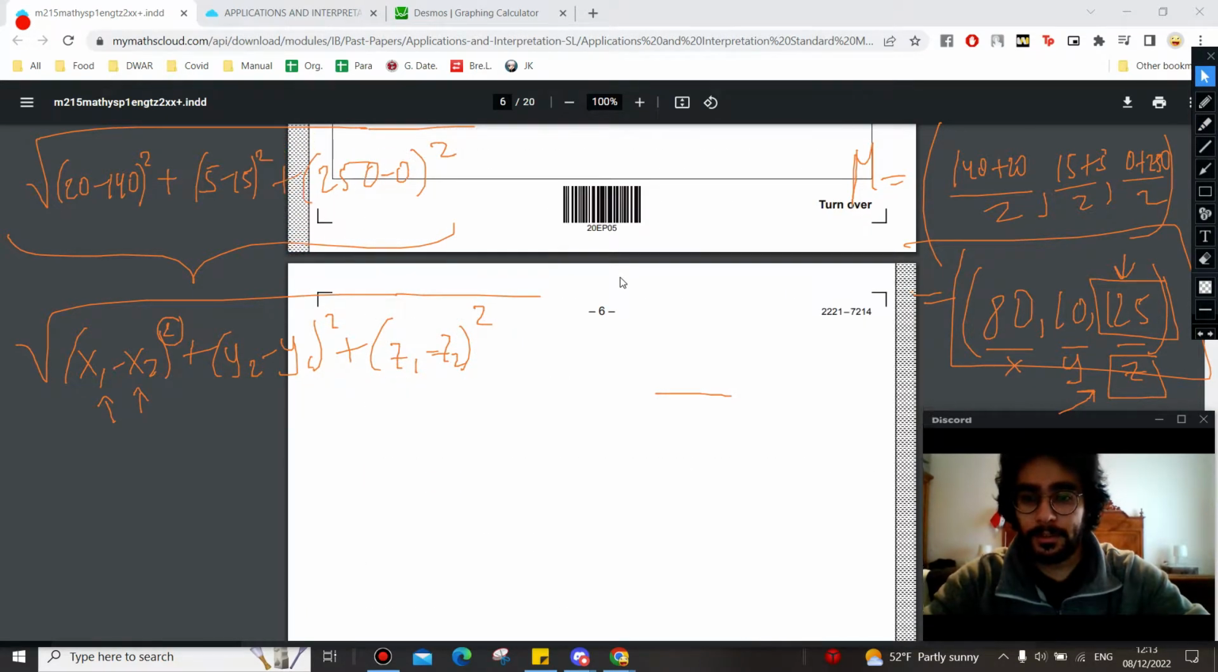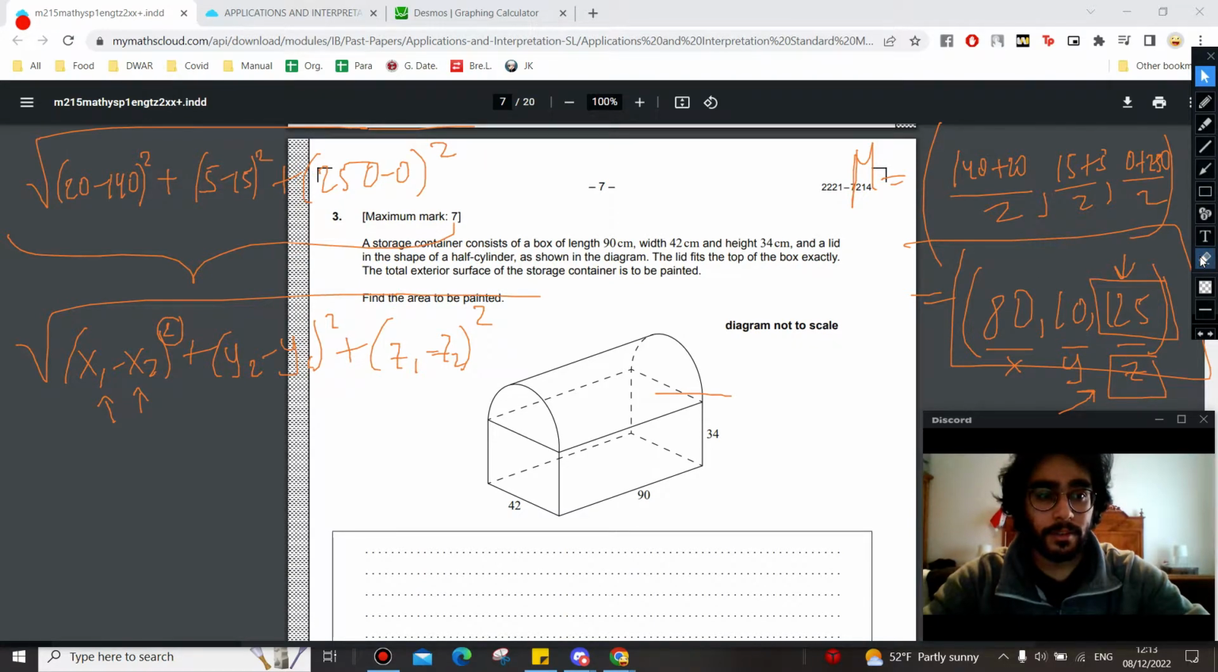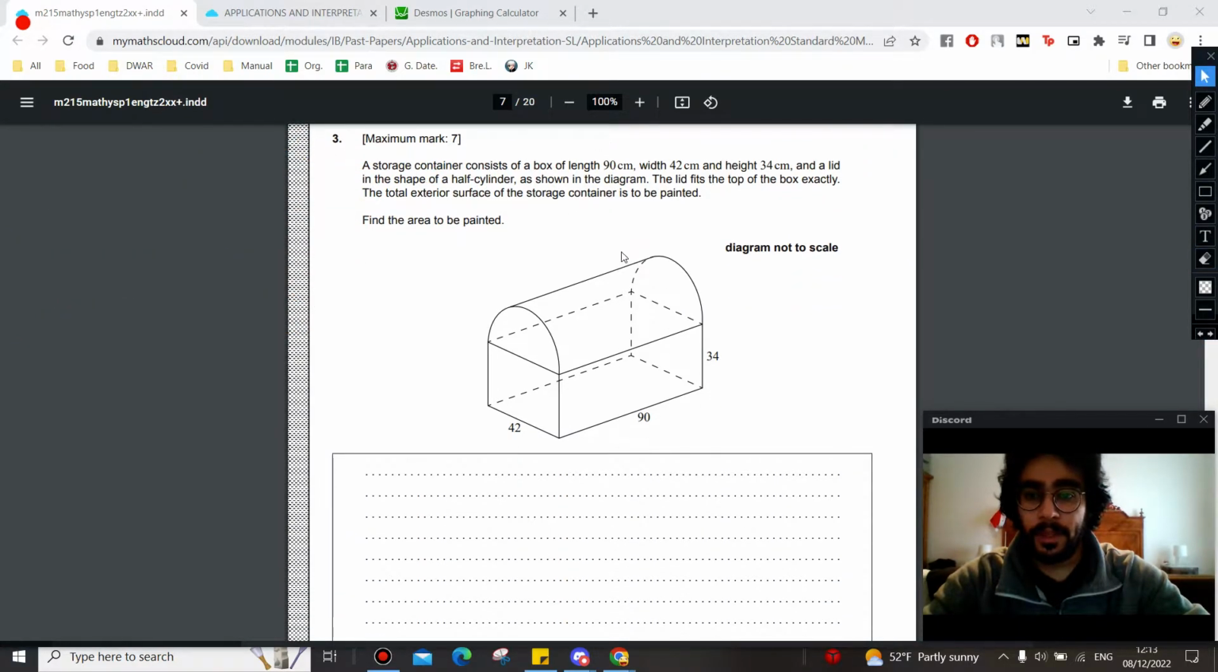Again, I will be a little bit quick in this, so let me clear the screen. Question number 3. A storage container consists of a box of length 90, 40, and 34 centimeters, and a lid in the shape of a half cylinder, which is on top of this. As shown in the diagram, the lid fits the top of the box exactly. The total exterior surface of the storage container is to be painted. Find the area to be painted.